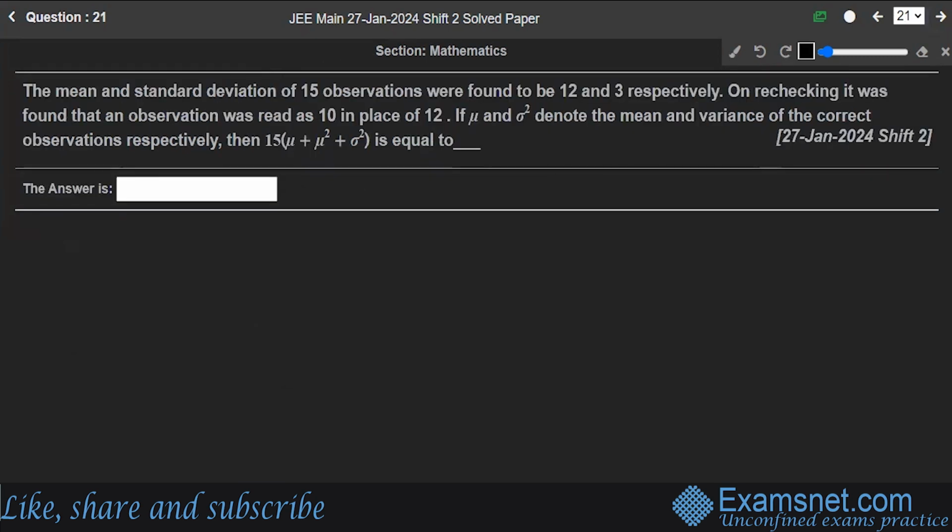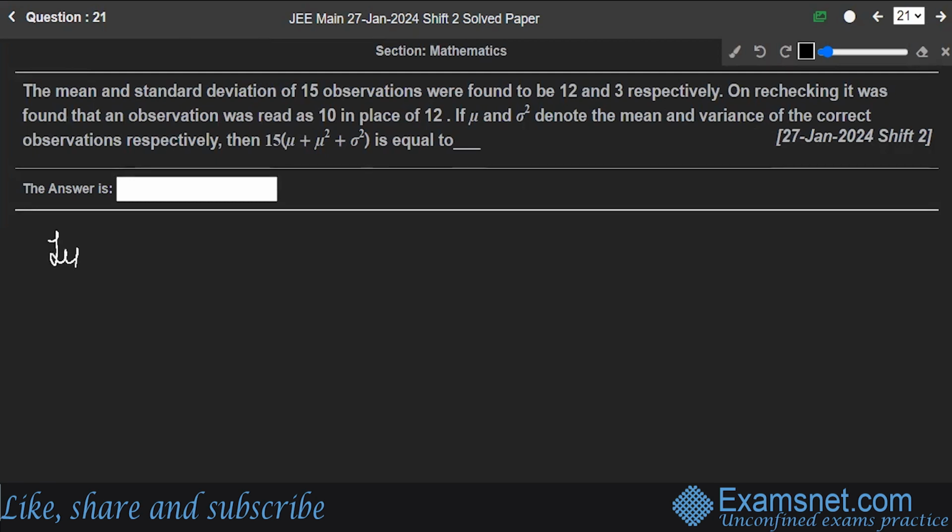Question number 21. The mean and standard deviation of 15 observations was found to be 12 and 3 respectively. On rechecking, it was found that an observation was read as 10 in place of 12. If mu and sigma square denote the mean and variance of the correct observations respectively, you have to find out the value of this expression. The whole question revolves around the mean and the standard deviation.